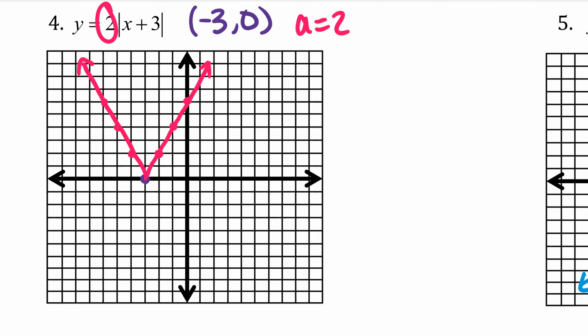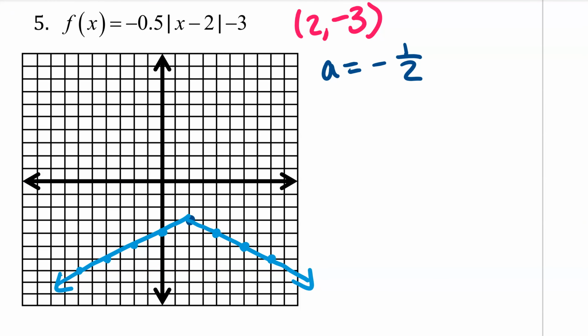Here's my graph on number 4. Your vertex, you should have changed that +3 to a -3. And then there is no plus K, so 0 would be the Y part of your vertex. And then my A value was 2, so I did go up 2 over 1 on all the points.